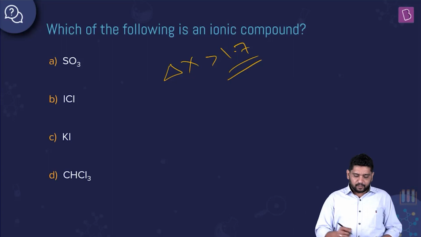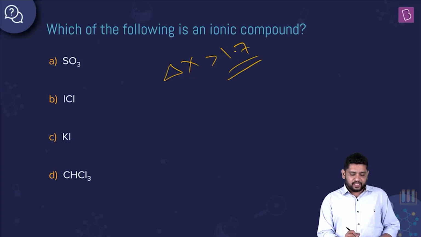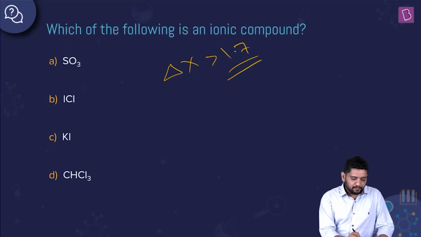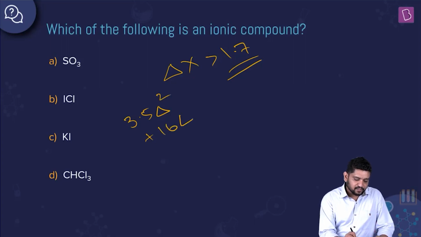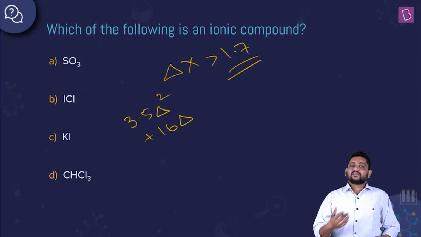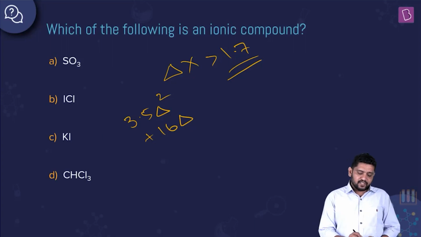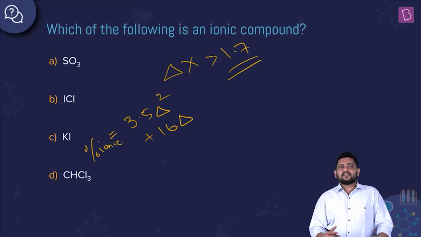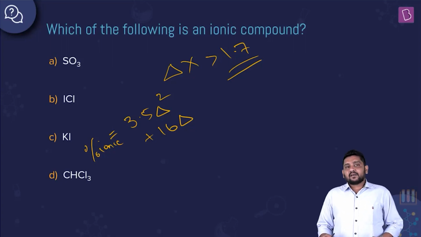There is also your percentage ionic character in a covalent bond formula, based on which also you can speak of this. I'm sure you might have come across this: 16 delta plus 3.5 delta square, right? Where delta is the electronegativity difference between the two elements that are covalently bonded, this gives you the percentage ionic character, right? So more is the delta, more will be the percentage ionic character. Based on this, if we calculate, somewhere around 2 electronegativity difference would mean that the substance will be more ionic than covalent.